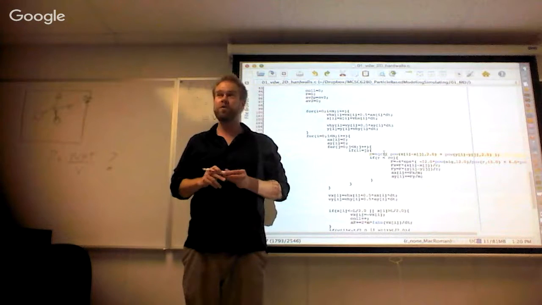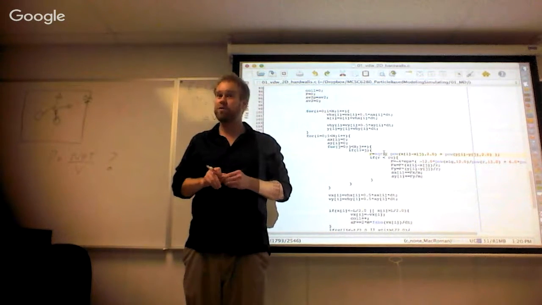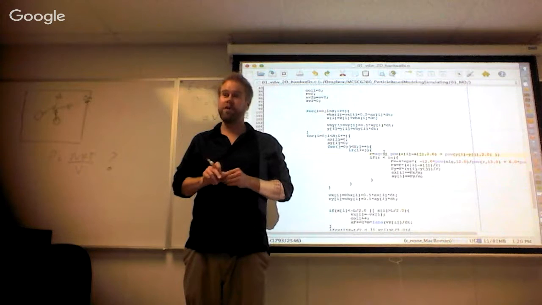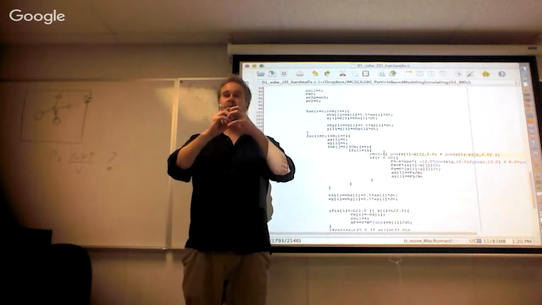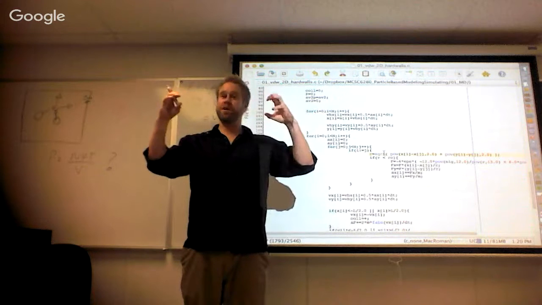Well, you take 1 over a small number to the power of 12. Well, actually, to the 13th, because we're calculating the force. You're going to get a very, very big number. And a very big force is going to give you a very big acceleration. Okay? So if you start a system with two particles overlapping like that, they're going to have a massive acceleration.